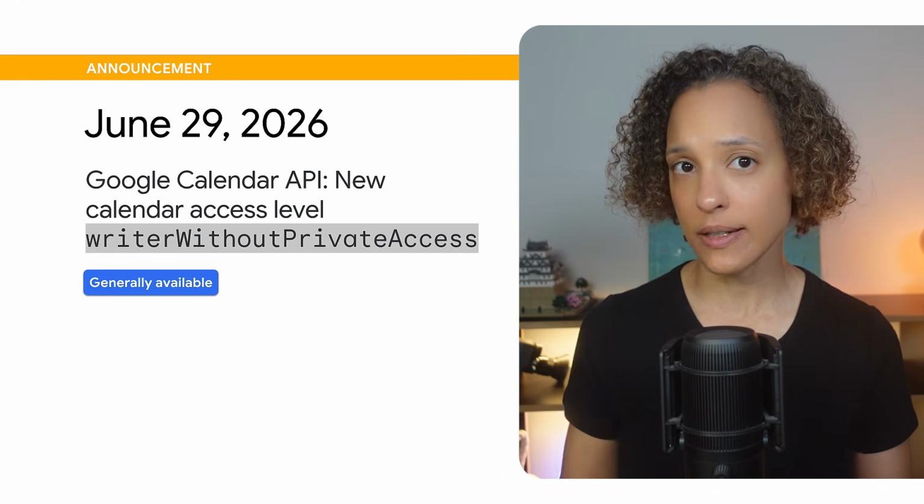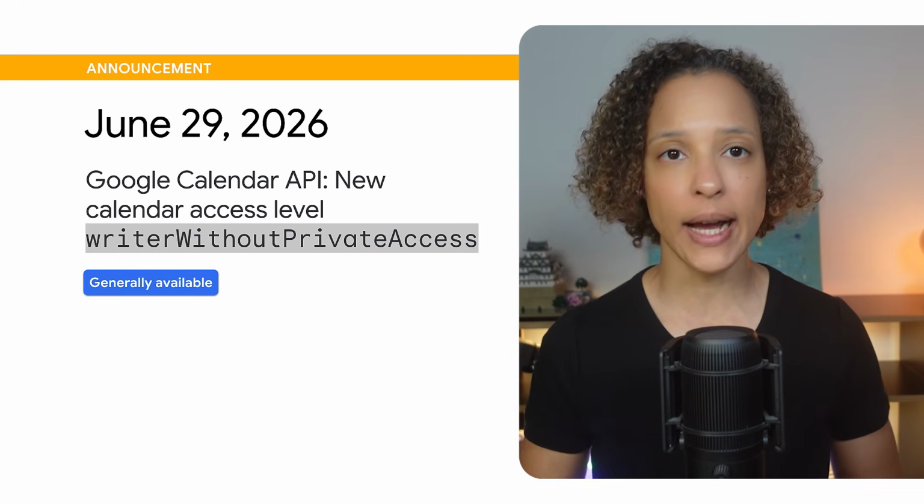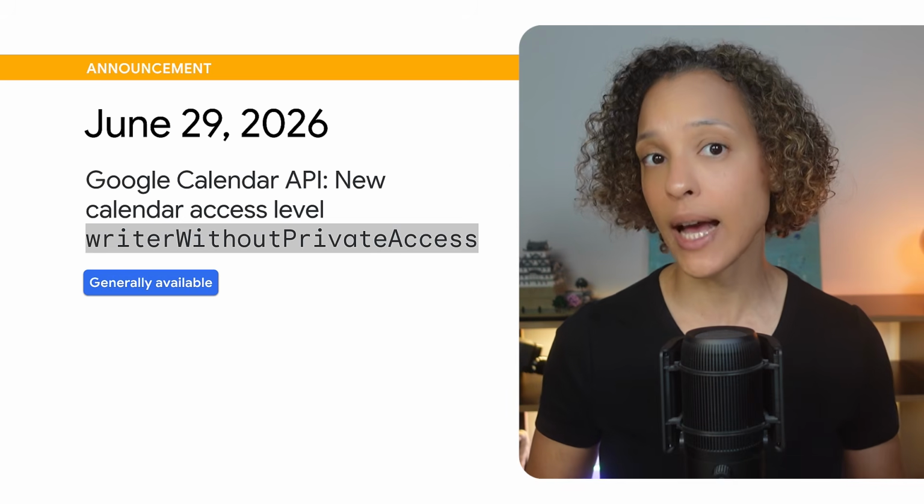A new calendar access level called Writer Without Private Access permits read and write access to public events on a calendar while displaying private events as busy blocks. Users assigned to this role can manage standard events but are restricted from viewing details or modifying private events.